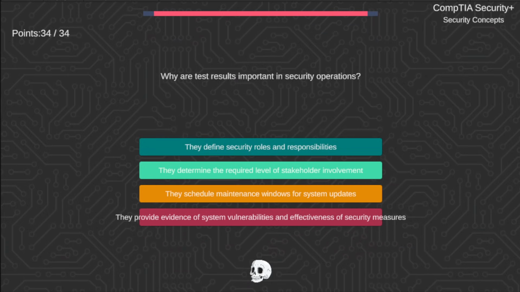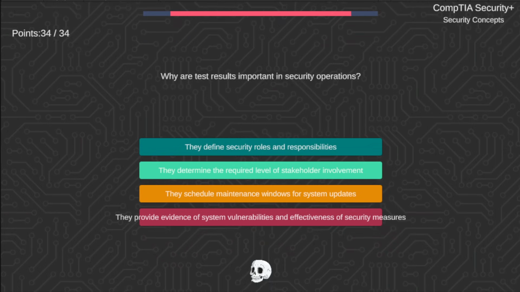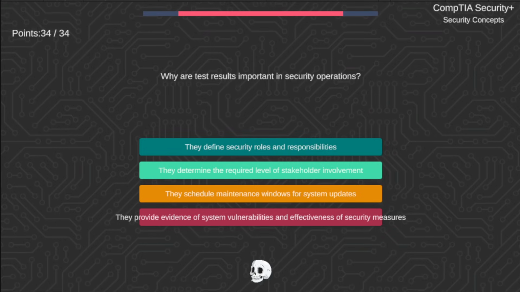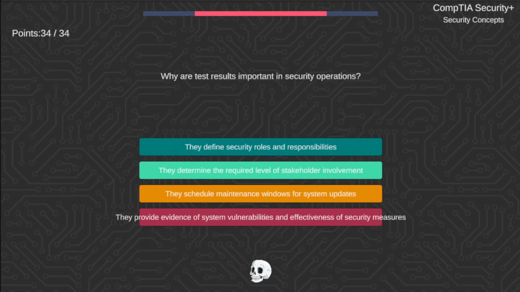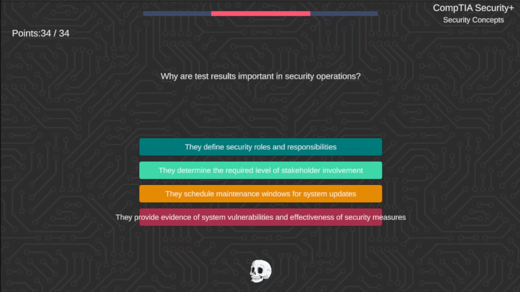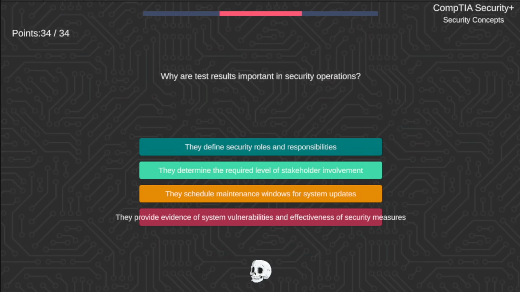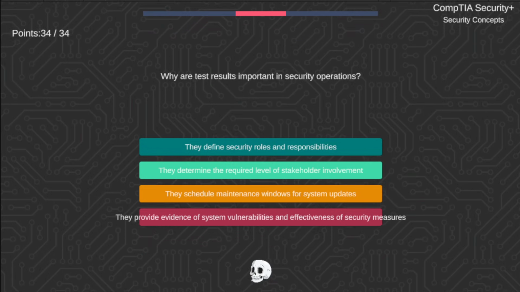Correct answer is impact analysis. Why are test results important in security operations? They define security roles and responsibilities, they determine the required level of stakeholder involvement, they schedule maintenance windows for system updates, or they provide evidence of system vulnerabilities and effectiveness of security measures.